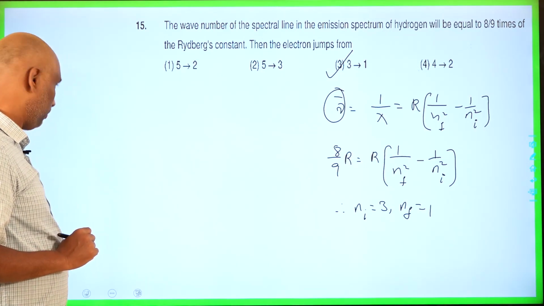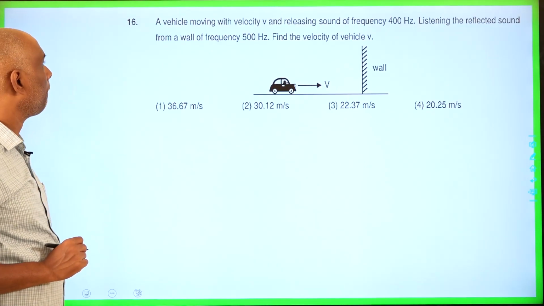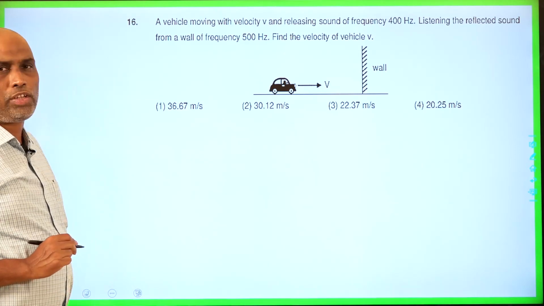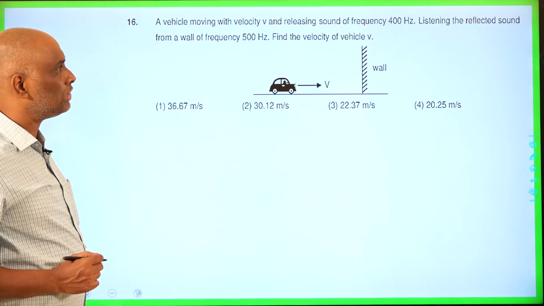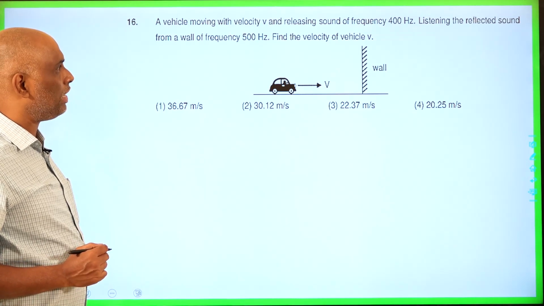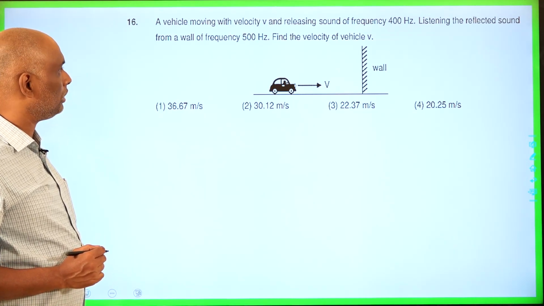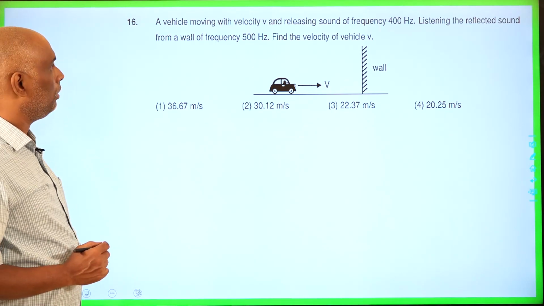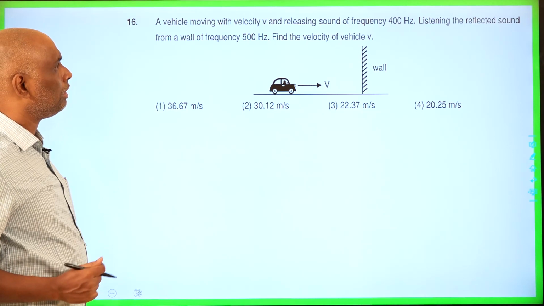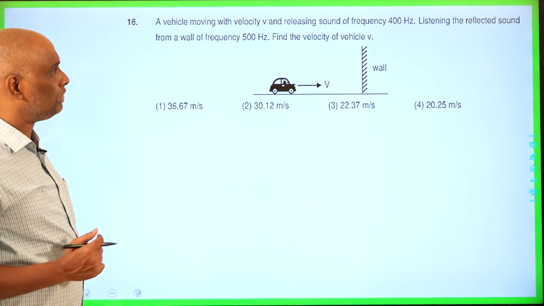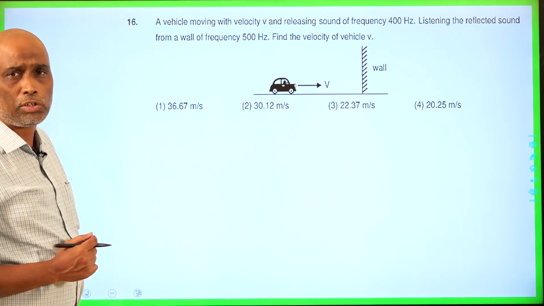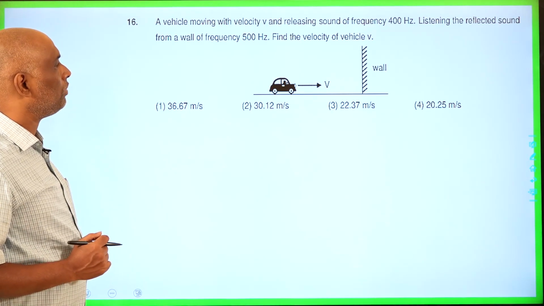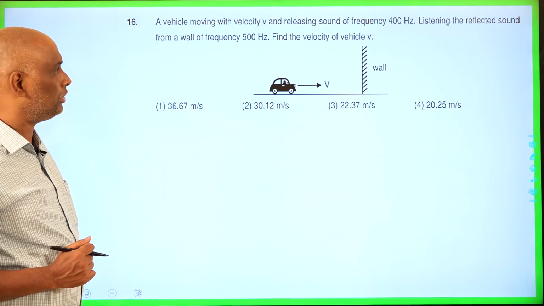Question number 16. A vehicle moving at a velocity v and releasing sound of frequency 400 Hertz listens to the reflected sound from the wall of frequency 500 Hertz. Find the velocity of the vehicle v. Here they have given that the natural frequency, the frequency with which sound is emitted, is 400 Hertz, and the frequency observed after reflection from the wall is 500 Hertz.